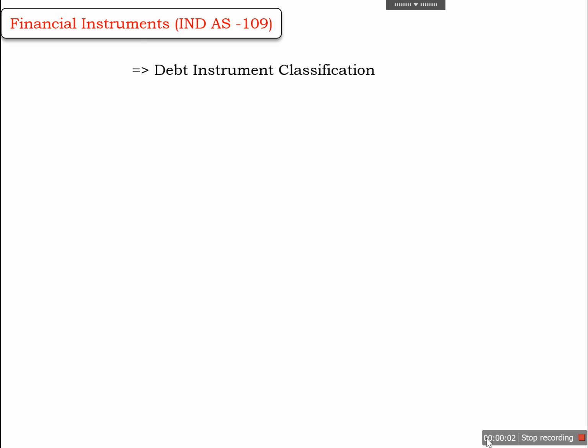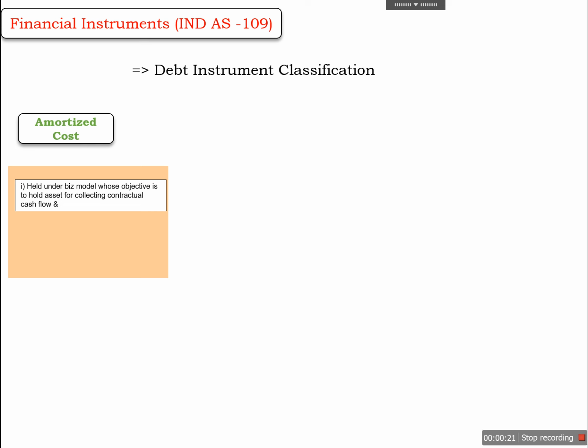A financial instrument that is categorized as a debt instrument can be classified either at amortized cost, at FVTOCI, or at FVTPL. For classification at amortized cost, the instrument should be held under a business model whose objective is to hold the asset for collecting contractual cash flow, and the contractual terms of the asset give rise to cash flow that is solely payment of principal and interest.